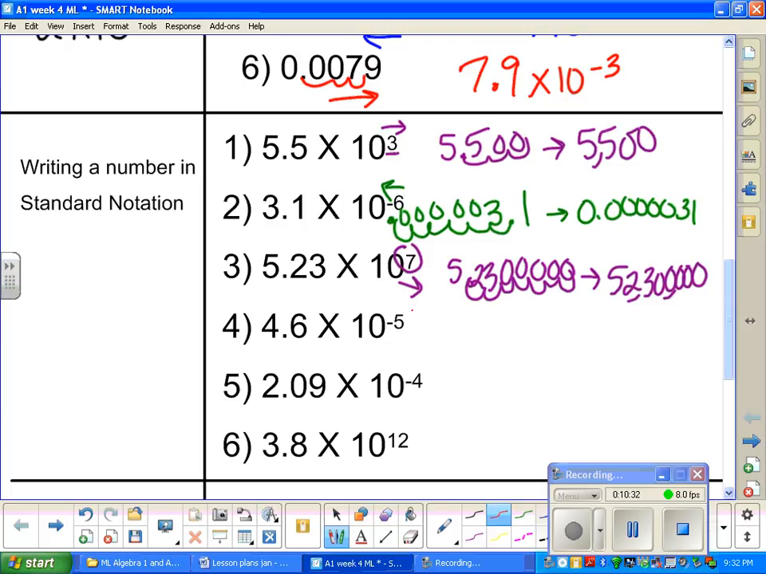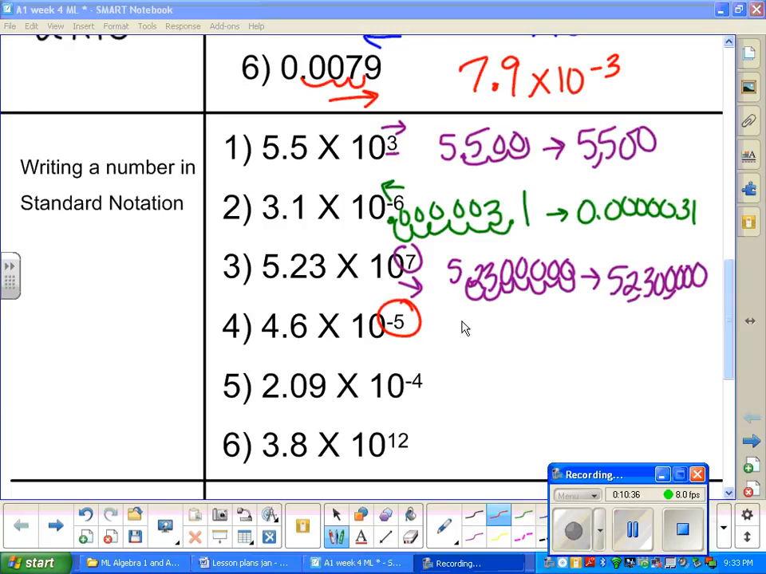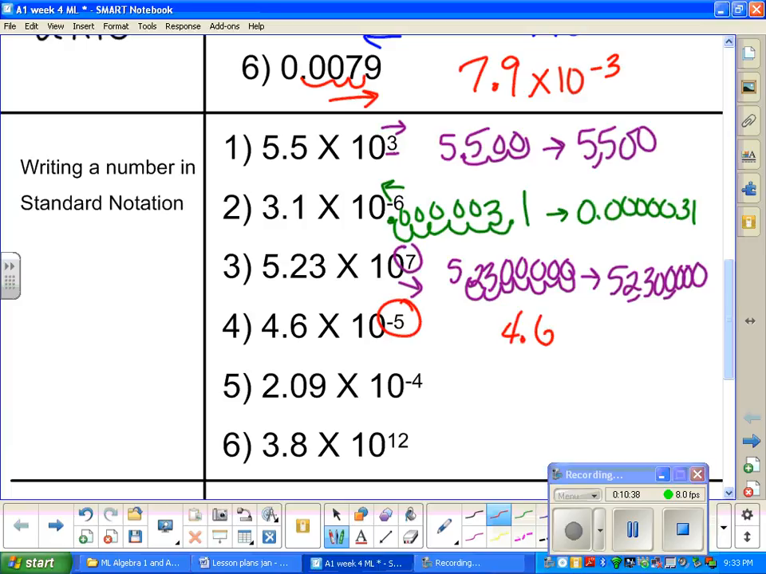Next one, a negative 5. So 4.6. Since we're moving it to the left 5, I move it once, 2, 3, 4, 5. So I'm adding 4 zeros in front of the 4. So I have 0 point, I should have 4 zeros, 4, 6.